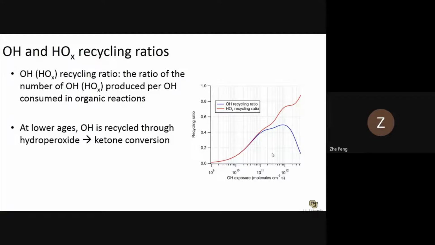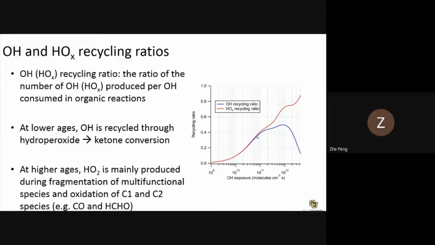For decane oxidation at lower age, OH is recycled through the conversion between hydroperoxide and ketone. At higher age, HO2 is mainly produced during multifunctional species fragmentation and C1 and C2 species oxidation. So at extremely high ages, where there is only CO and CO2, the OH recycling ratio should drop to 0, while the HOx recycling ratio increases to unity.